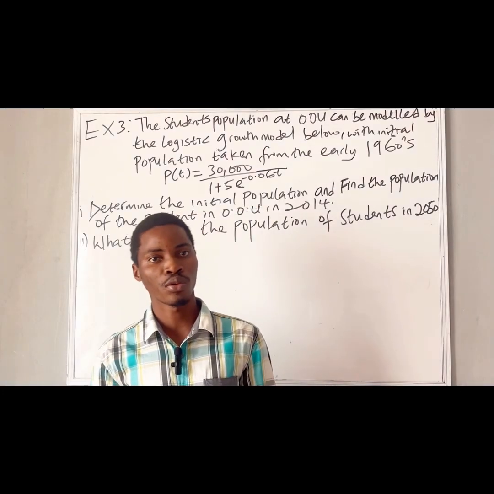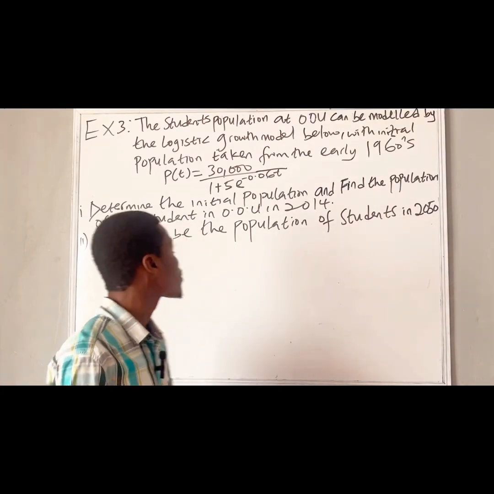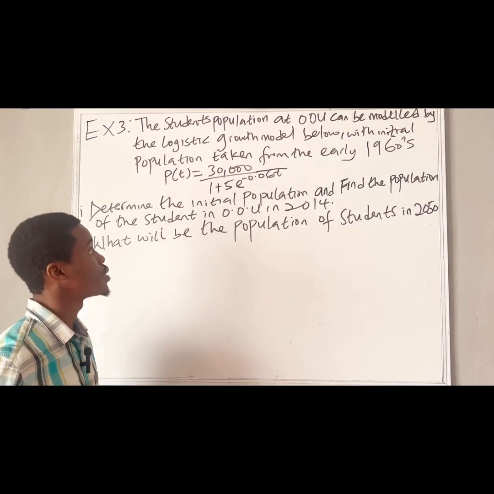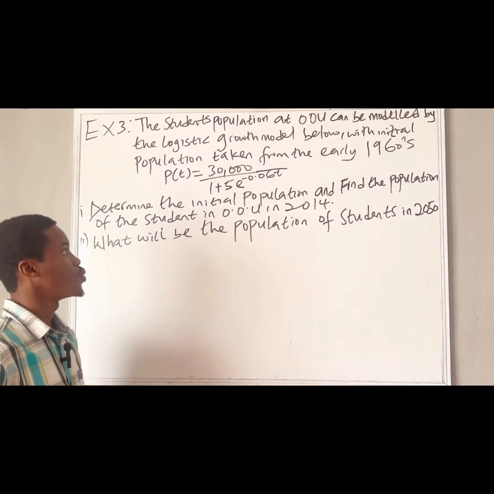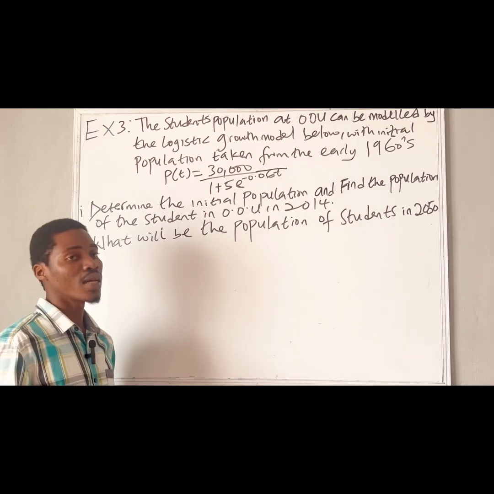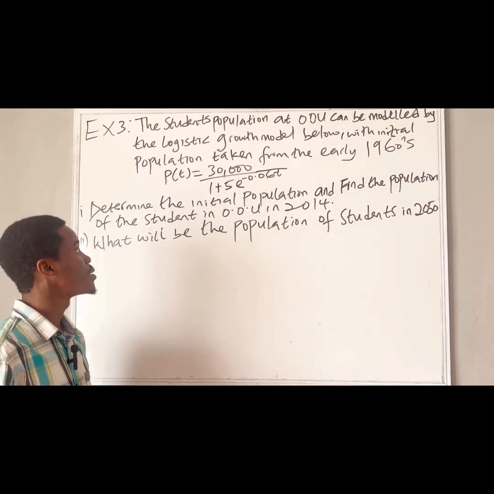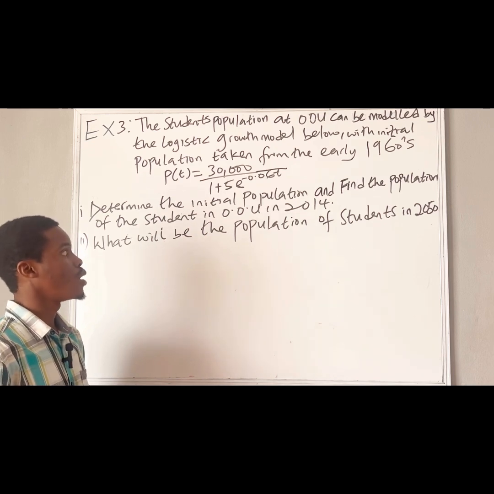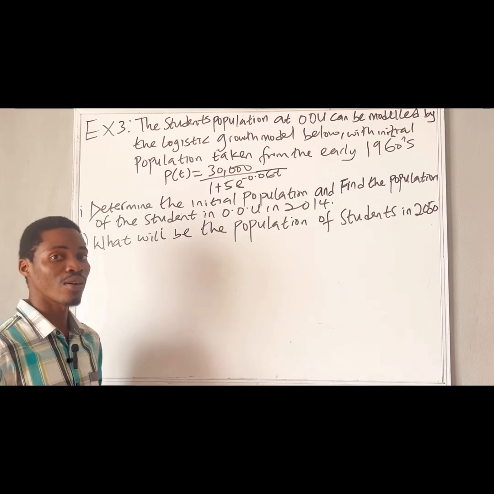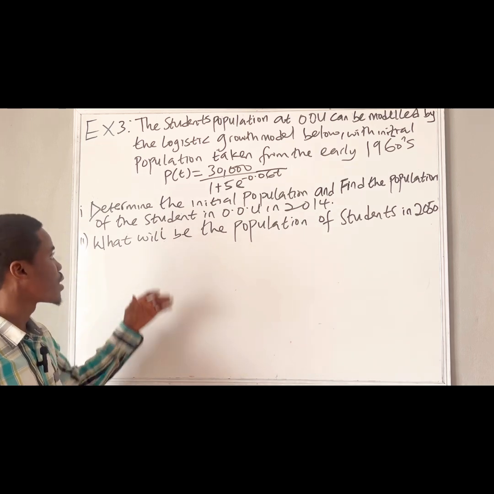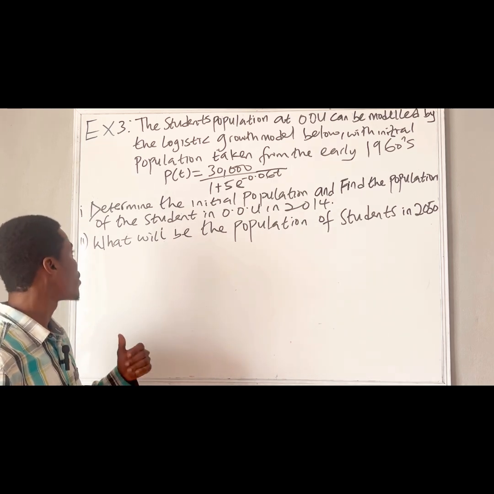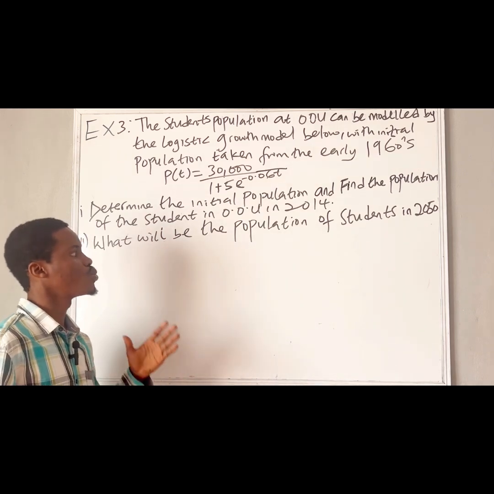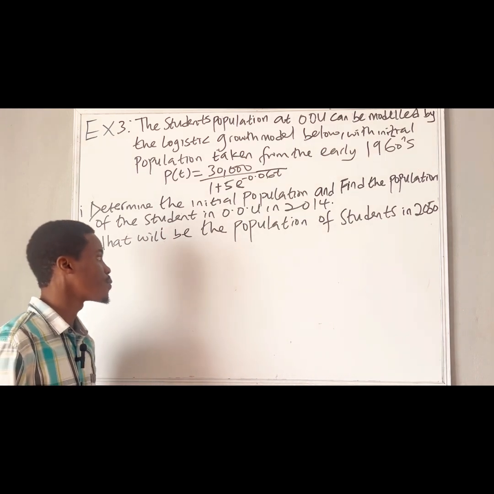Here is the last example on logistic growth model. The student population at OOU can be modeled by the logistic growth model below, with initial population taken from early 1960s. P of t is equal to 30,000 over 1 plus 5 exponential to the negative of 0.06t. Determine the initial population and find the population of the students in OOU in 2014. What will be the population of students in 2050?